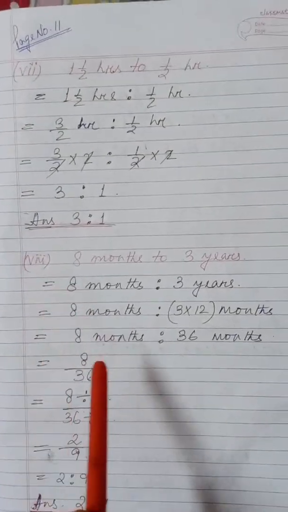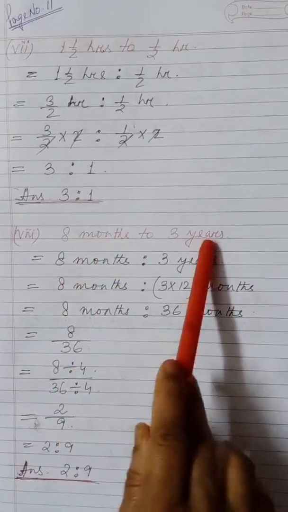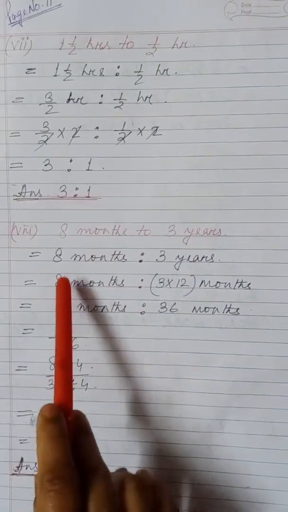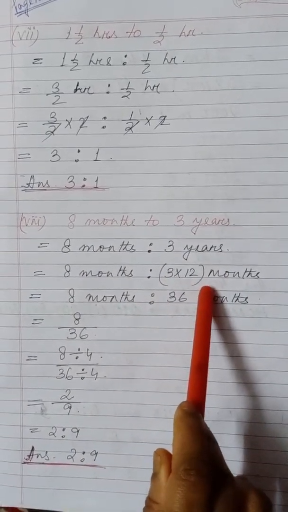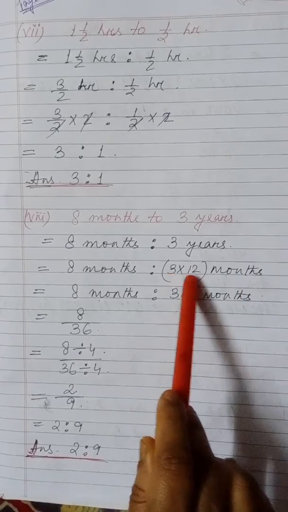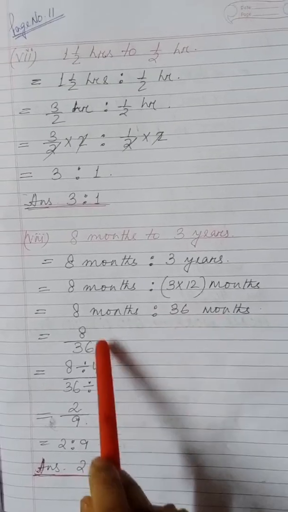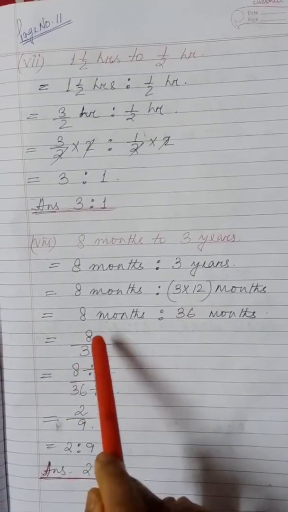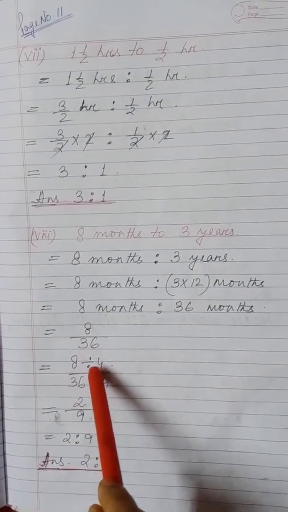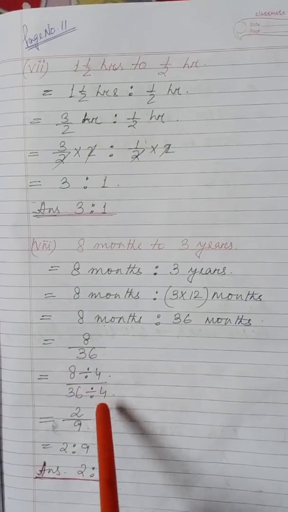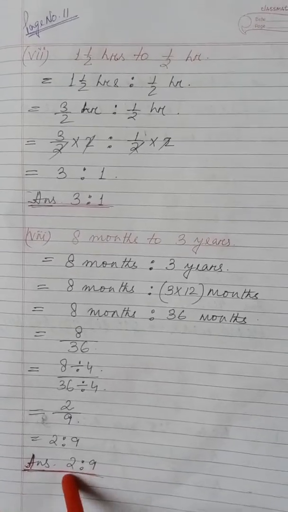Question number 8. 8 months to 3 years. First we will have to convert these years to months. 8 months is to 3 years. 1 year equal to 12 months. Therefore 3 years equal to 3 into 12 months, equal to 36 months. Then 8 months is to 36 months. Then 8 by 36. Both the numerator and denominator we divide by 4. 8 divided by 4, 36 divided by 4. Then 2 by 9. Therefore the answer is 2 is to 9.